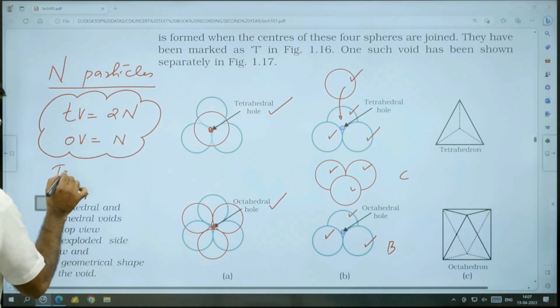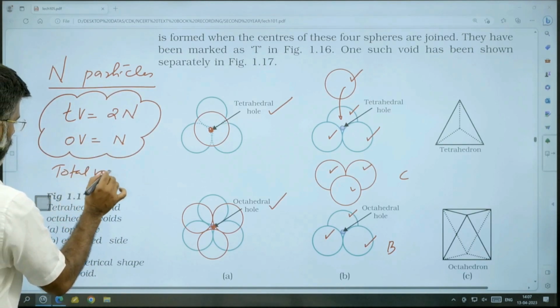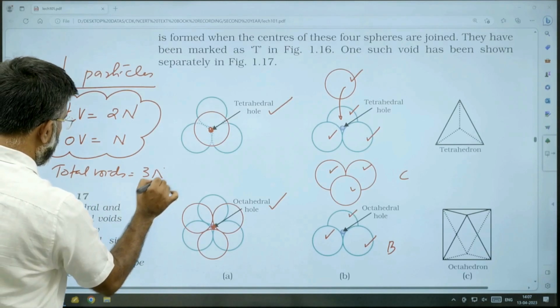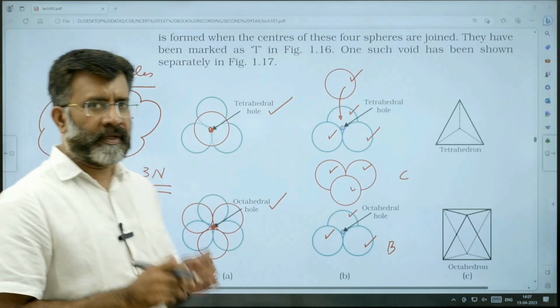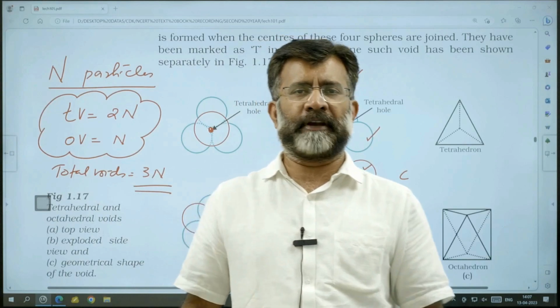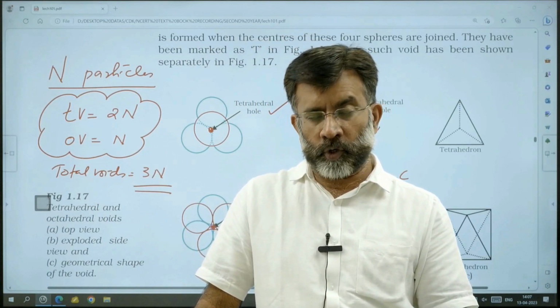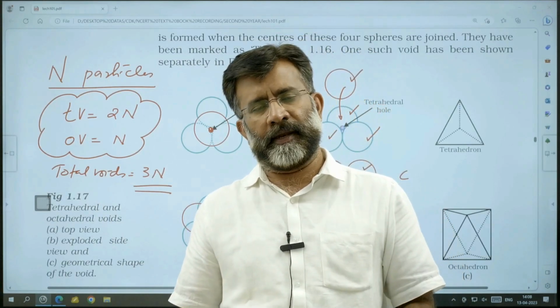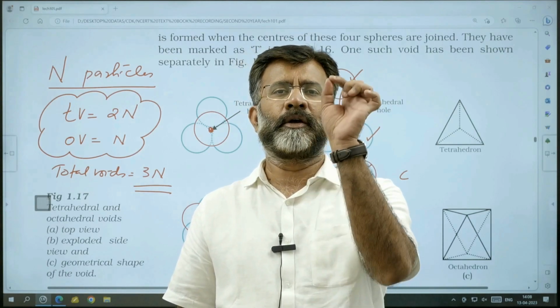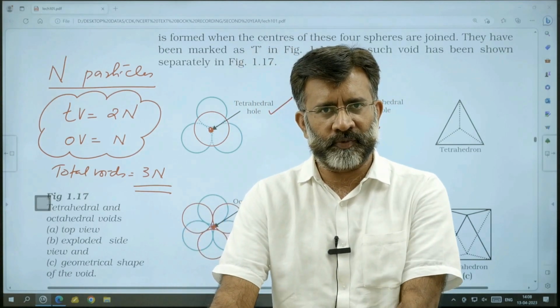And total voids will be 3n. So if there are n number of effective particles in a close packed arrangement, the number of tetrahedral voids will be 2n. Number of octahedral voids will be n.